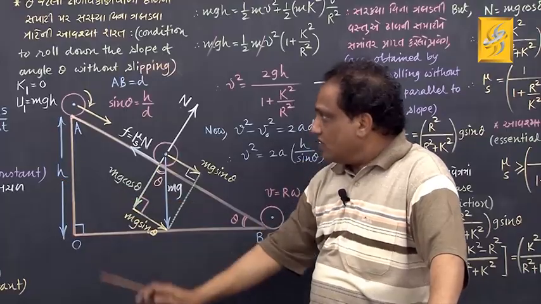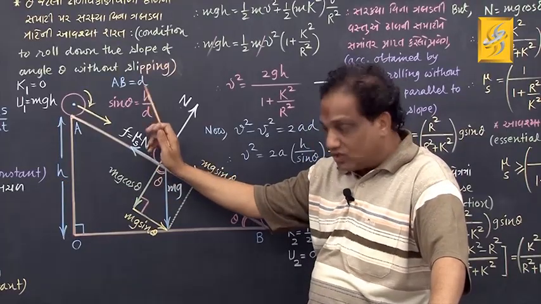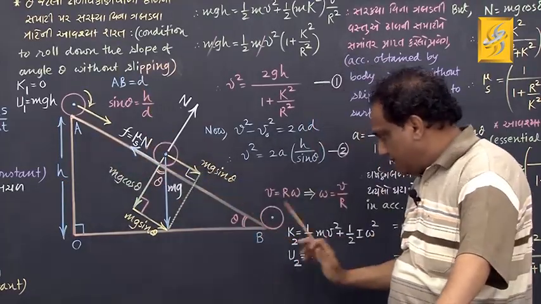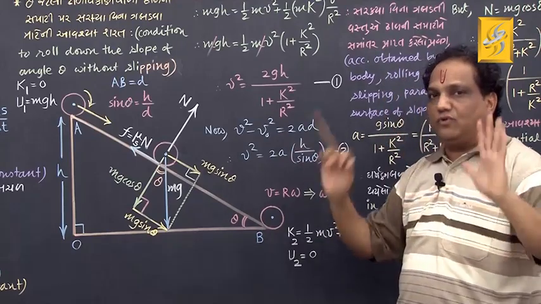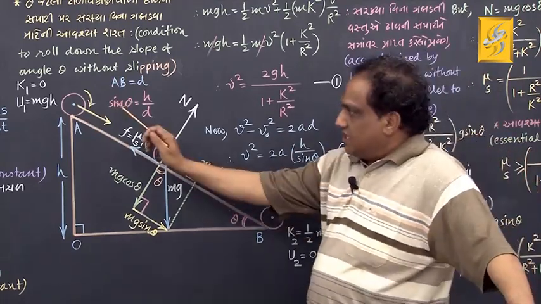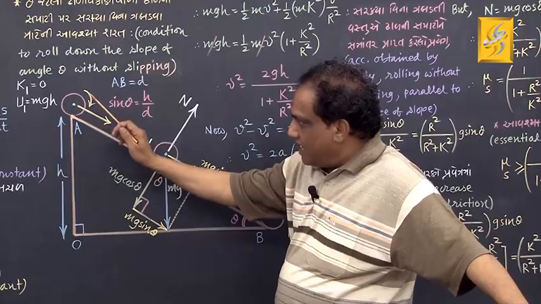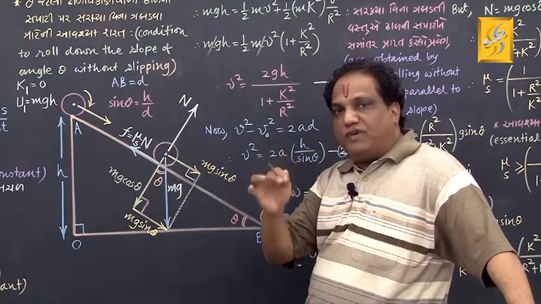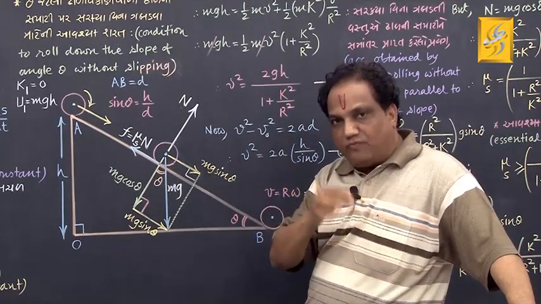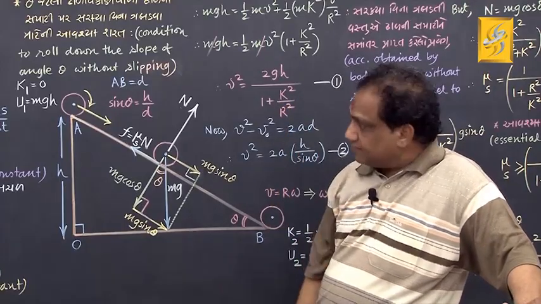I repeat, what is h? Height of the slope. What is d? Length of the slope from here to here. And what is theta? Angle of slope. Okay, just think of a body at the top of the slope which can roll down the slope without slipping.